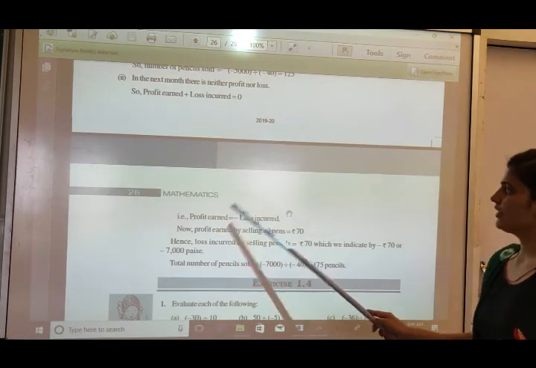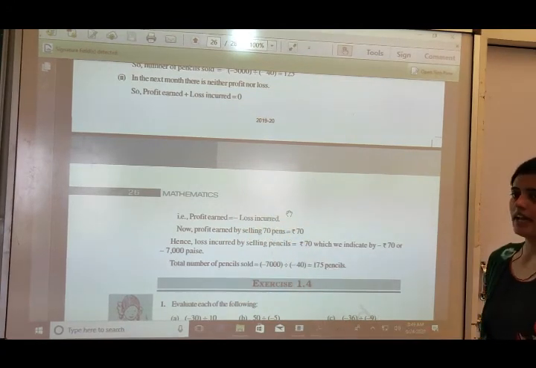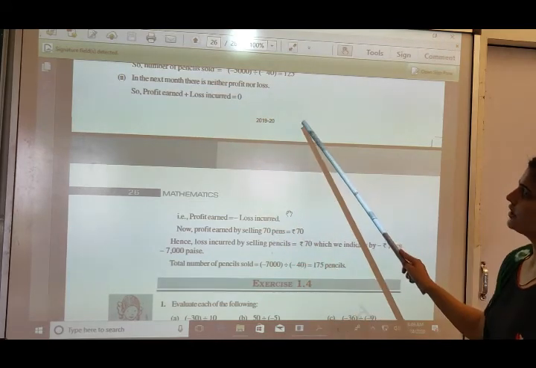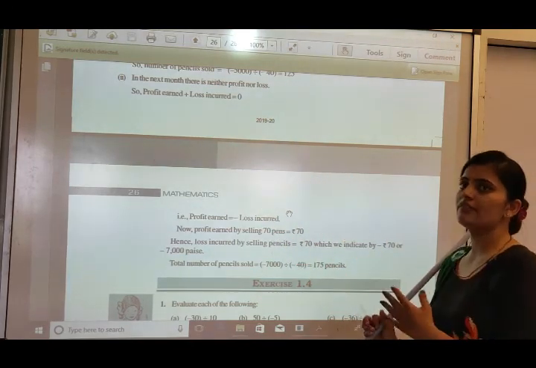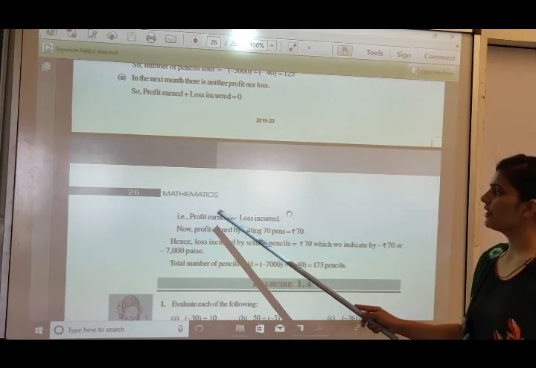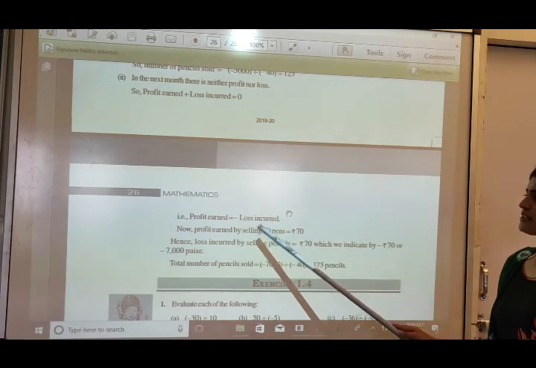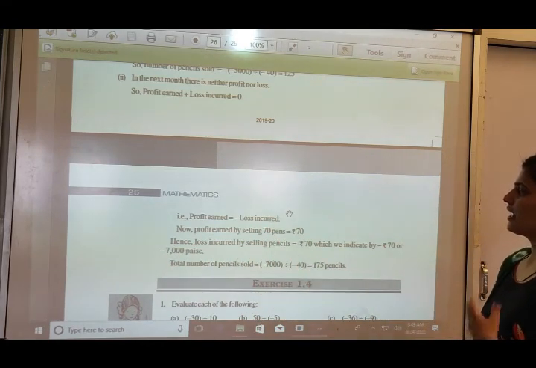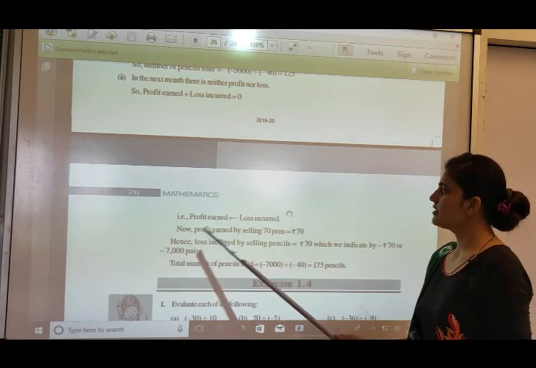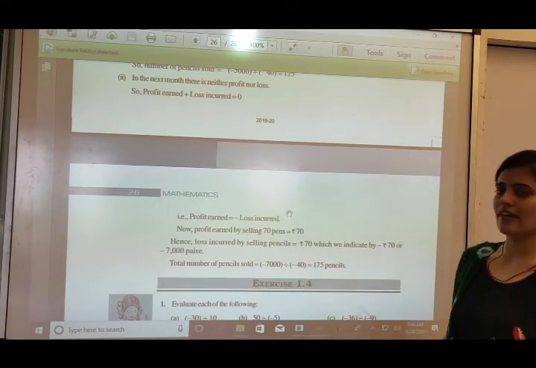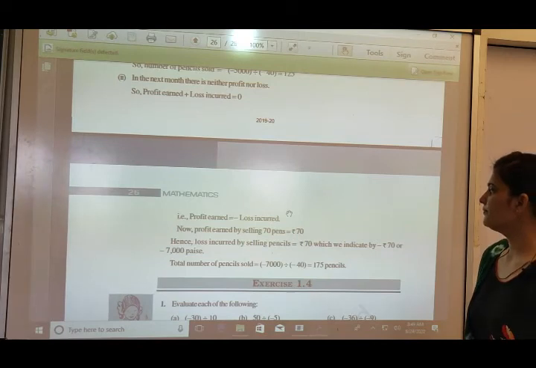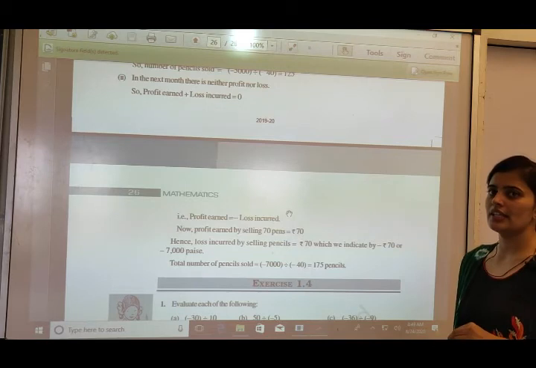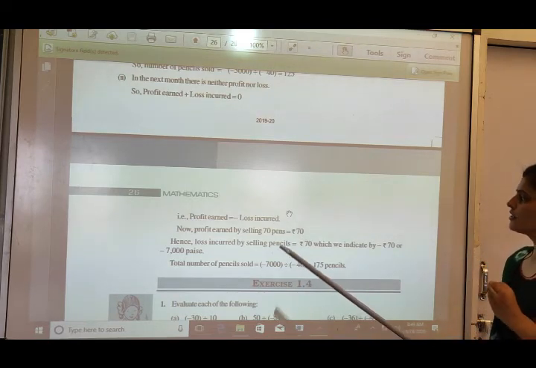That is, profit earned will be equal to minus loss incurred. The loss incurred we are putting after the equal to sign, so it will come to this side in the negative form. So profit earned will be equal to minus loss incurred. Now the profit earned by selling 70 pens. We have said that she is earning profit by selling 70 pens. We have to find out the pencils for the loss. For profit they have given that she is selling 70 pens.